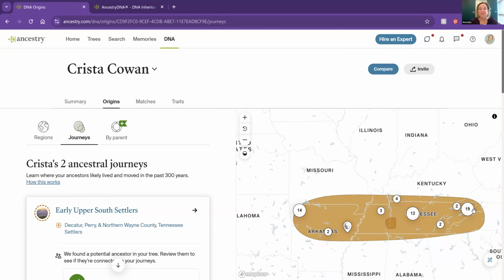So my mom's family lived in East Tennessee. She had an ancestor, she had several ancestors who migrated into that area when the Cumberland Gap opened. They got land grants from Revolutionary War service, settled there.